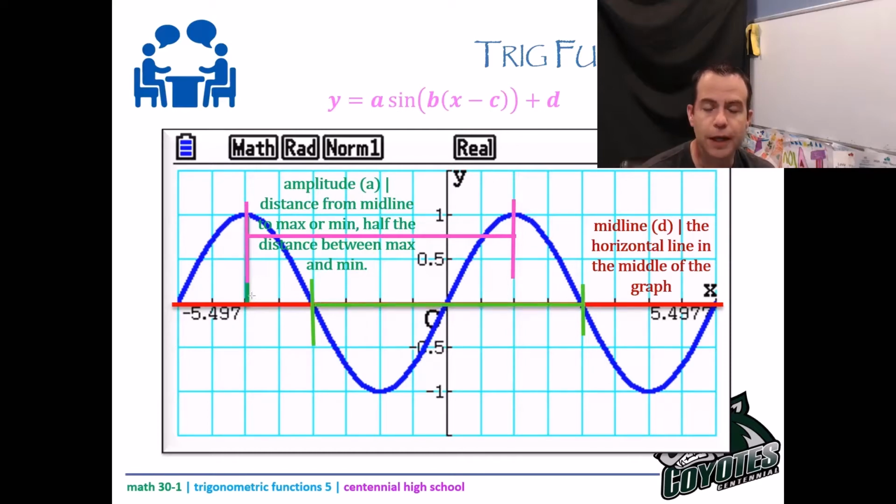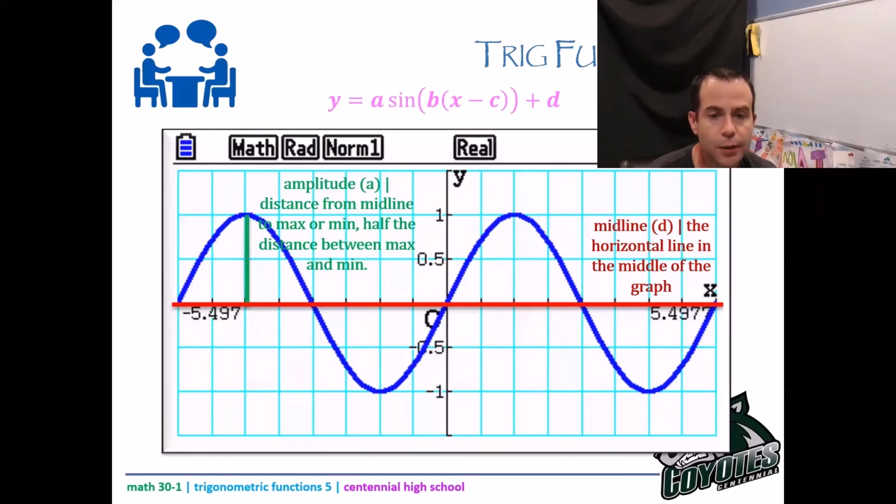at the first green line, I started on the midline and I was heading down. Okay, so then I come down, I go all the way up, and then I come back down. And so at this green line, I'm starting at the midline and heading down. So I'm starting in the exact same spot. If you look at the width of the green line and the width of the pink line, they're the same width, okay? And that width is called the period of the graph. The period is essentially the distance it takes for a cycle to happen in the graph, okay?